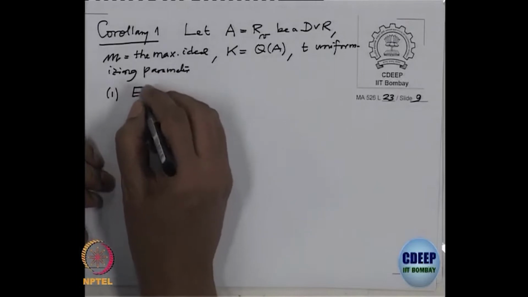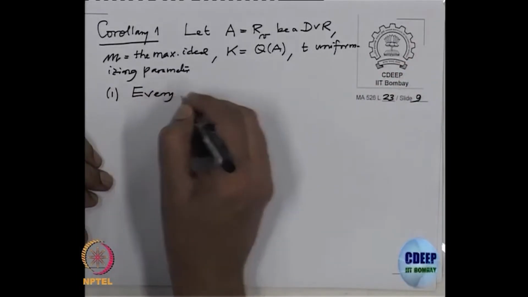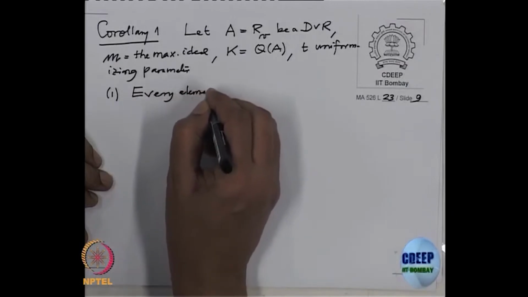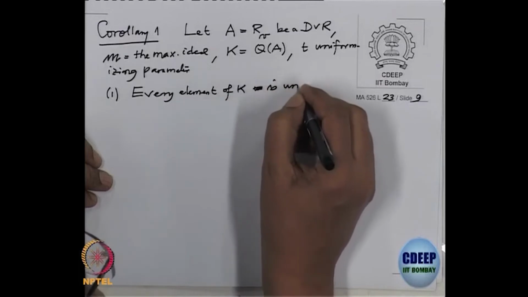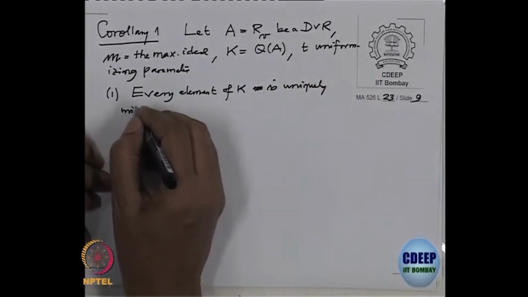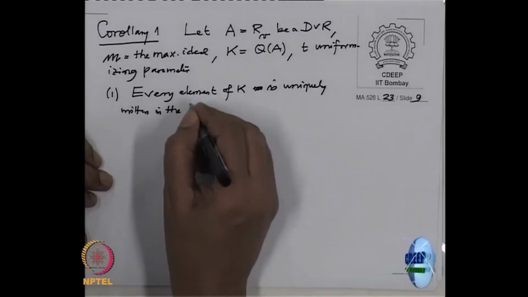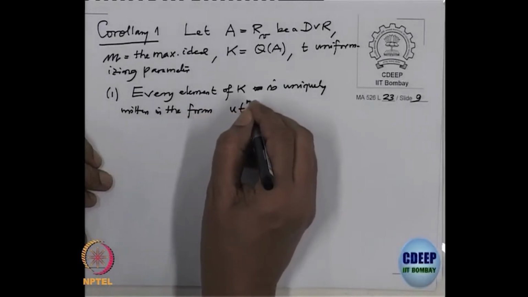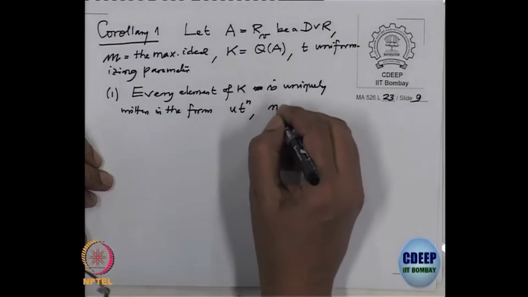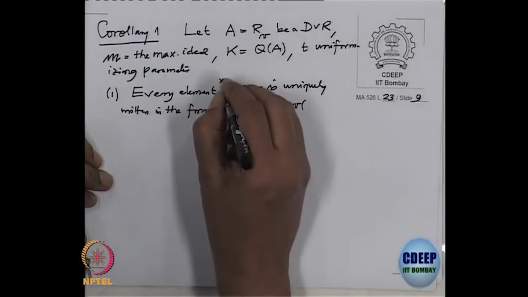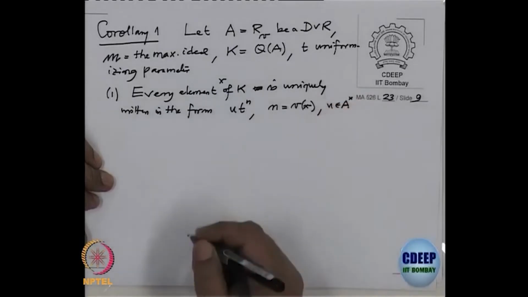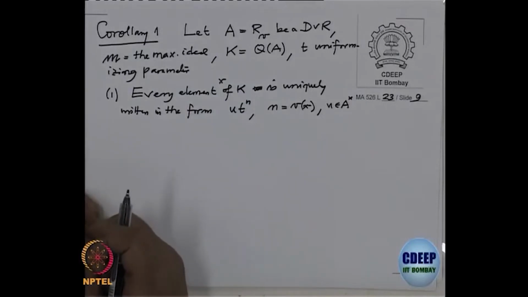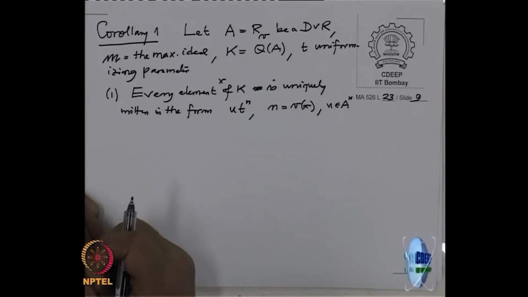One, this is like a summary of many implications. Every non-zero element x of K is uniquely written in the form u t to the power n, where n is V of x and u is a unit in A.